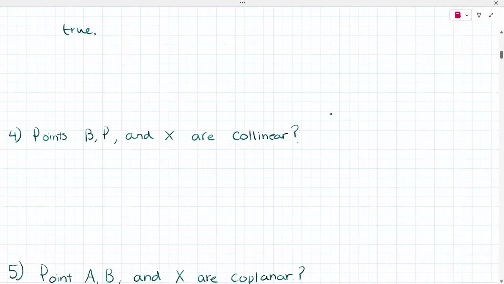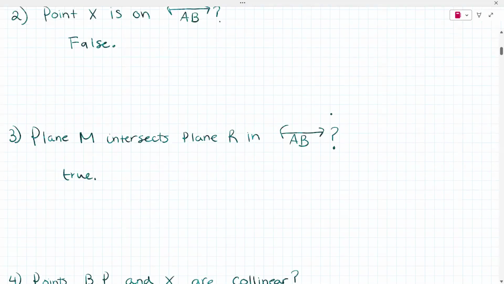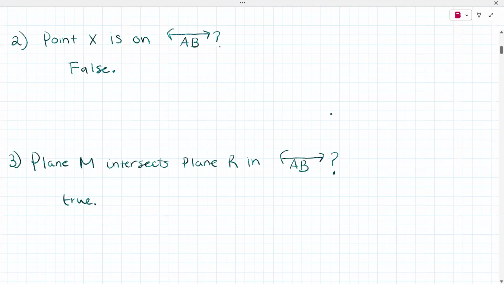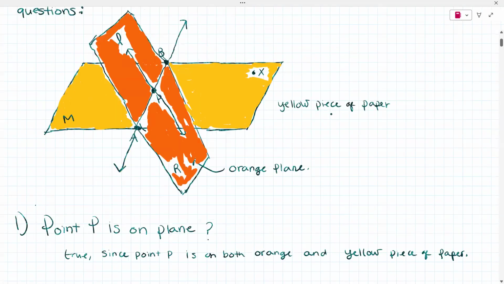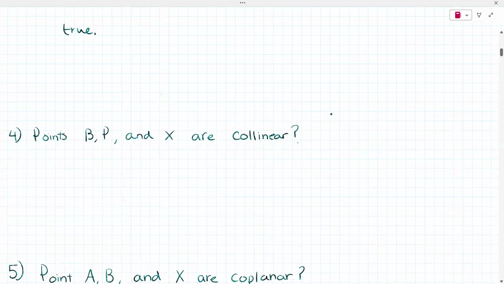Okay, number 4. Points B, P, and X are collinear. So what is collinear? They have to be in the same line. Can't be kind of spread out. So let's look at points B, P, and X. X is right here. They're not collinear. They're not on the same line. So it's going to be false.